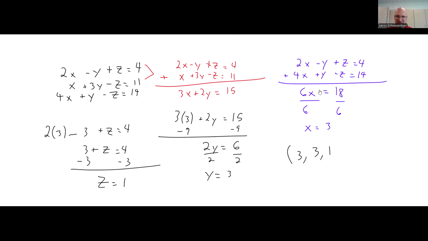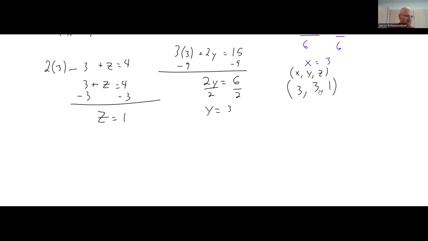3. It's an ordered triple. It's just like an ordered pair, but it's for 3 dimensions. That one wasn't so bad. This one's probably going to be worse. So again, I've got 3 equations.